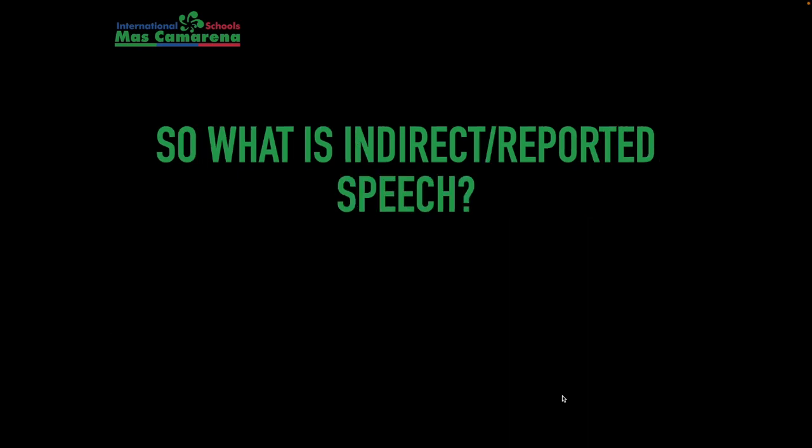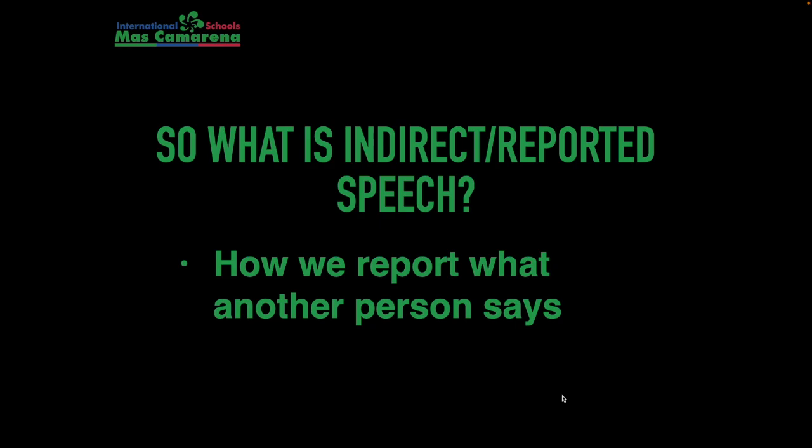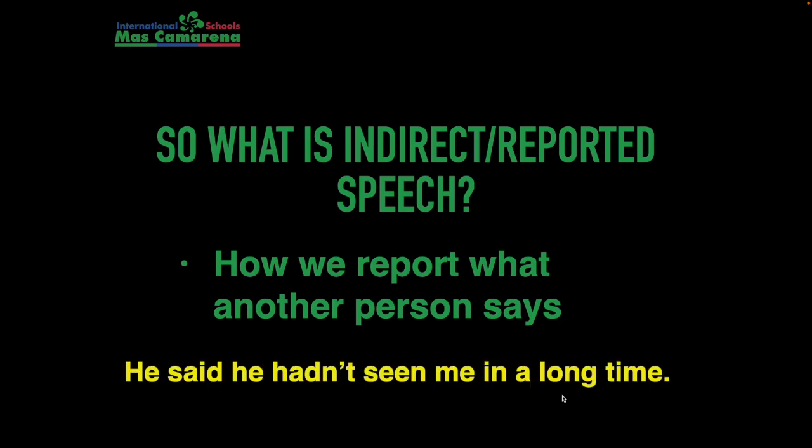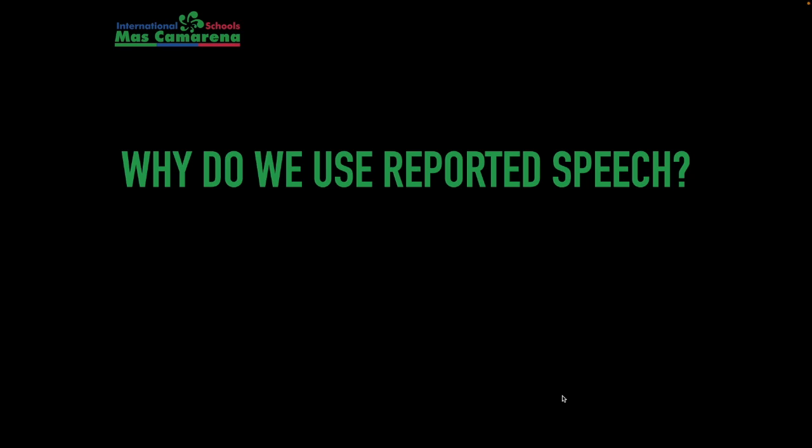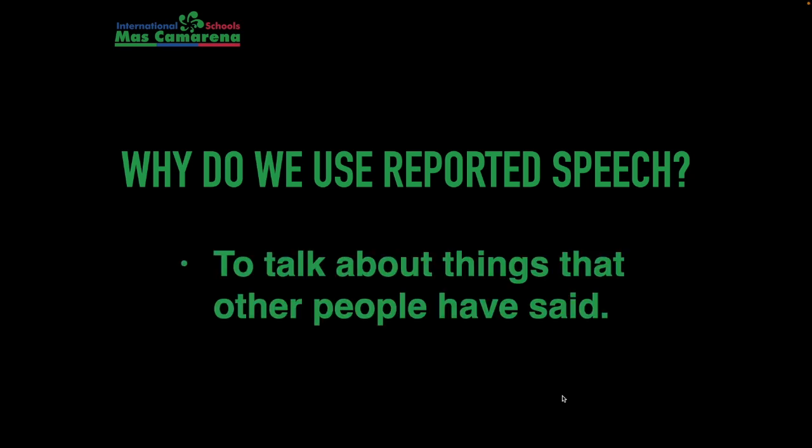So what is indirect or reported speech? It's how we report what another person says. For example, we took the sentence from before and we changed it to "he said he hadn't seen me in a long time." Now, as you can see there, the pronoun has changed and the verb tense has changed. So why do we use reported speech? We use it to talk about things that other people have said.